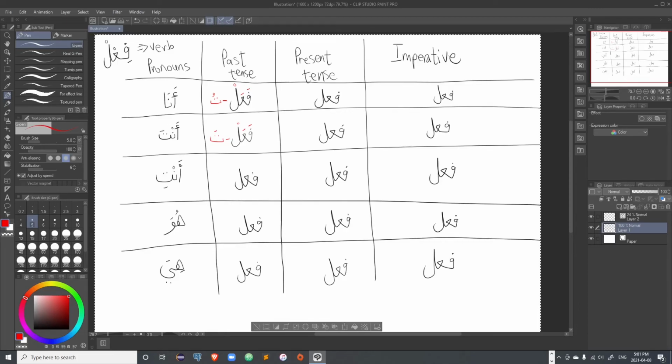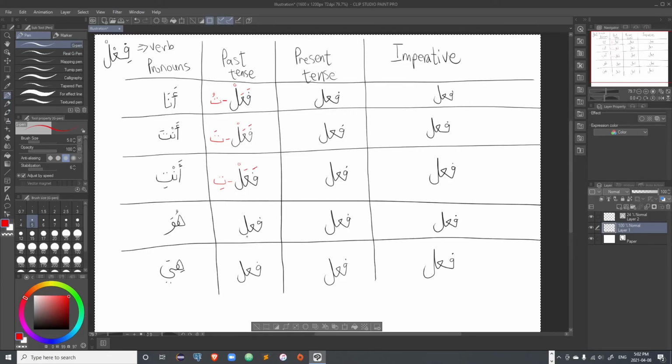For the she, exactly the same. أنتِ فعلتِ. So the ta here has the same diacritic as the ta here. فعلتِ. أنتِ فعلتِ. You did.